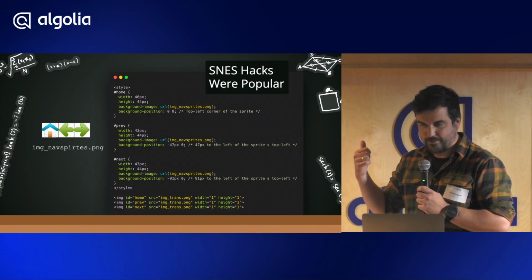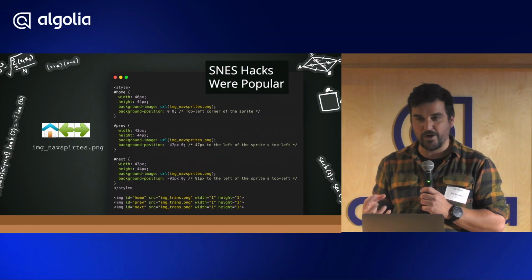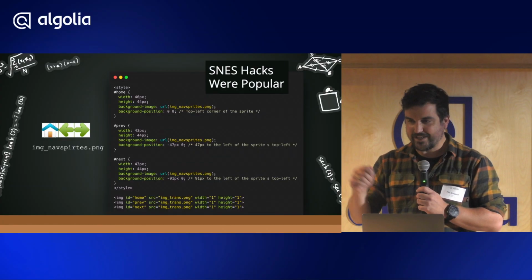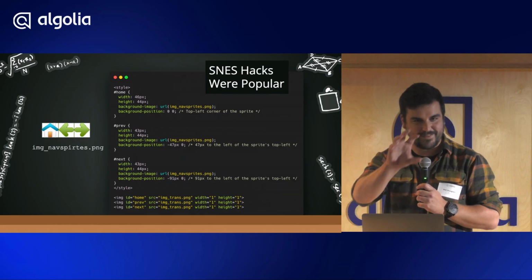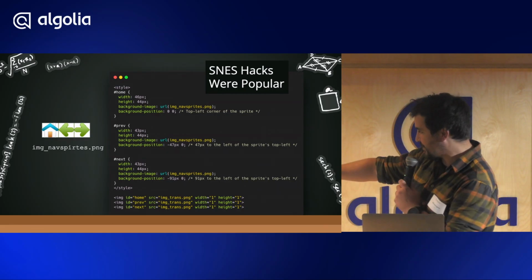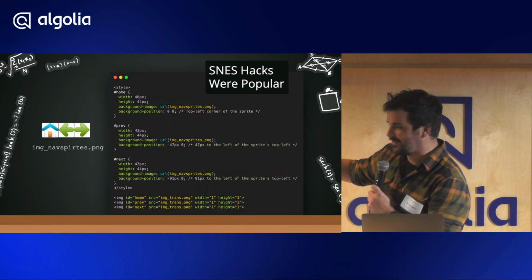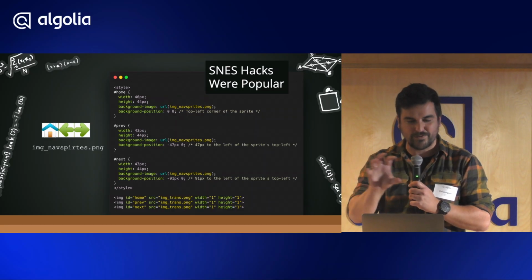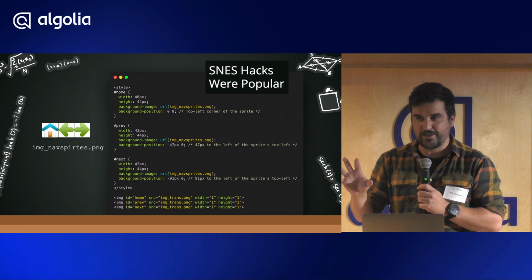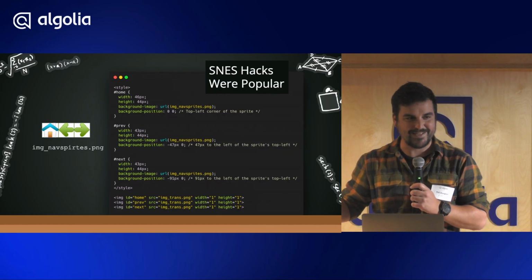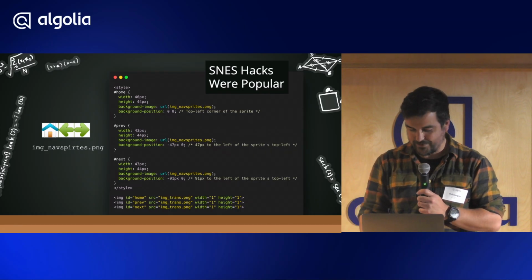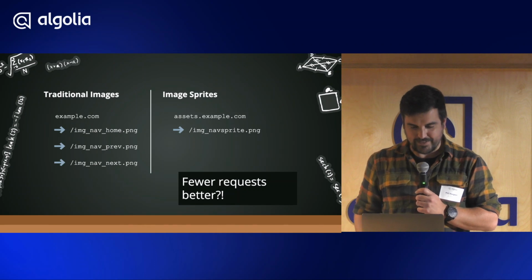Basically, you would mush all of your images into one image, and then use CSS to jimmy it all around to make this one. You can see the three images down there, and you're literally using CSS to move the one image around awkwardly. This was really popular in Super Nintendo days, Sega Mega Drive days. They still use it in games today, but we don't use it on the internet anymore.